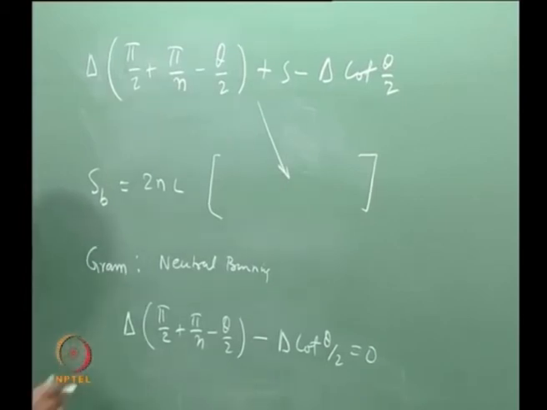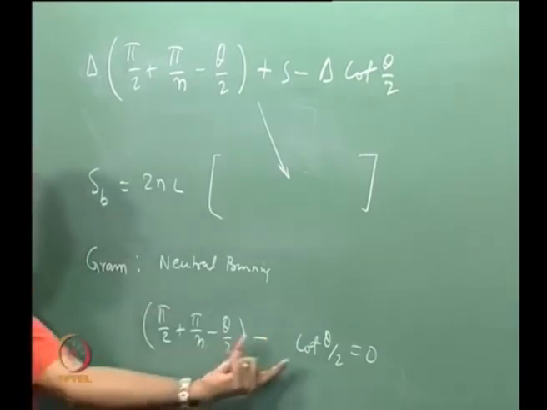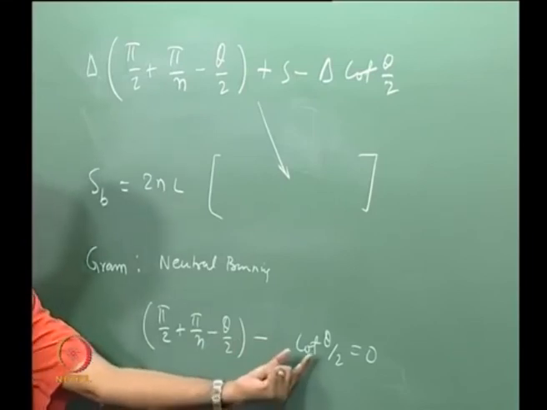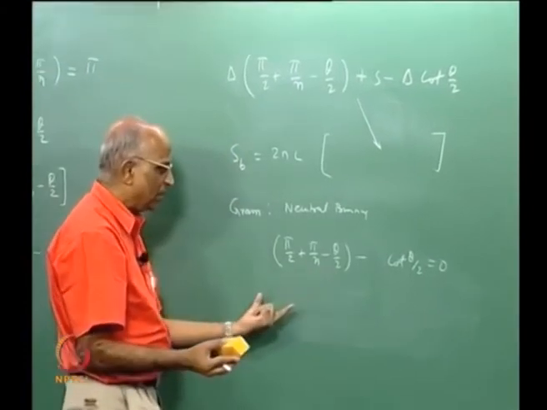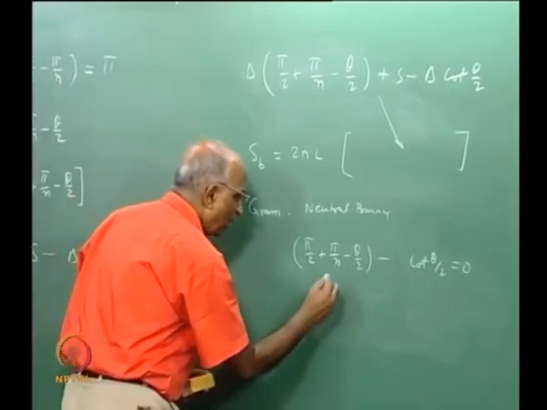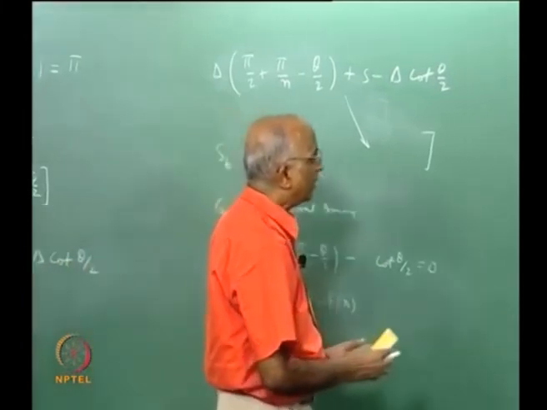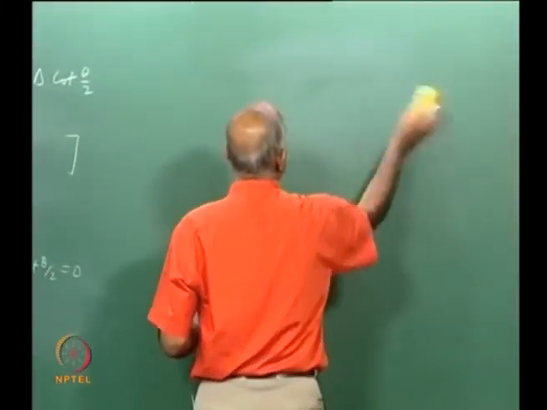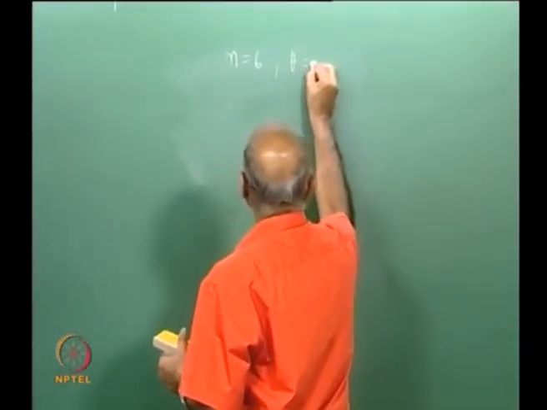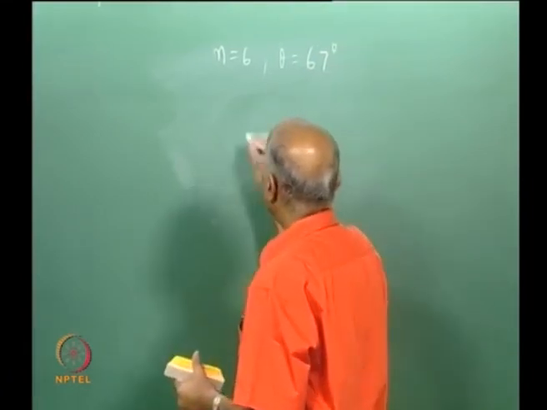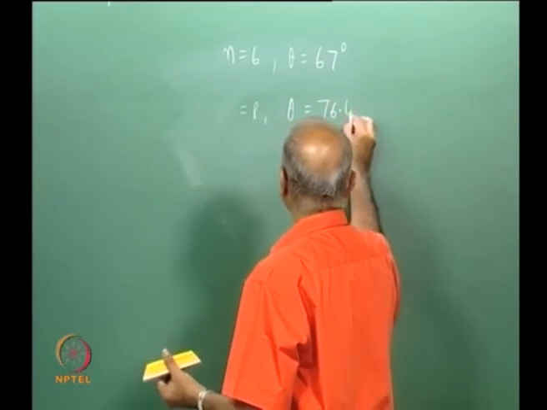I solve this equation, I find delta gets cancelled, and rather I get cot theta by 2 minus this particular value is equal to 0. Since it involves a cot term, I cannot solve it directly, so I do it numerically, maybe using the method of steepest descent or something. Now I find that theta is a function of the number of vertices. If n, the number of vertices, is 6, the value of theta comes out to be 67 degrees. If the number of vertices is 8, the value of theta comes out to be something like 76.4 degrees.